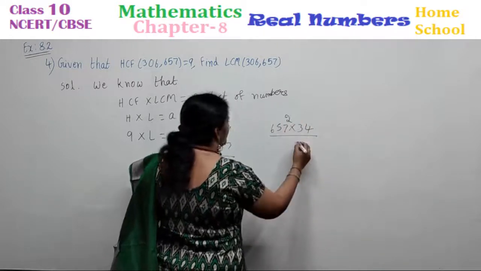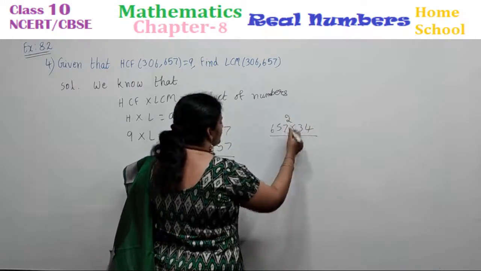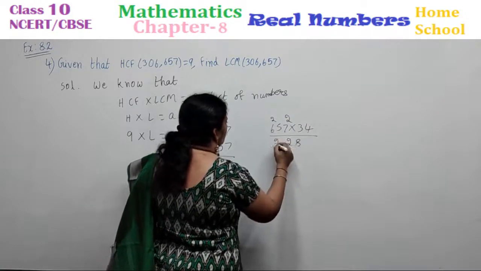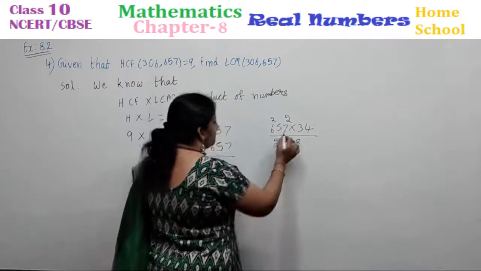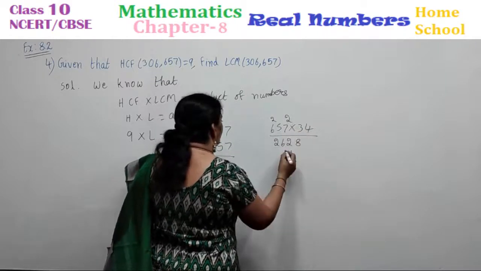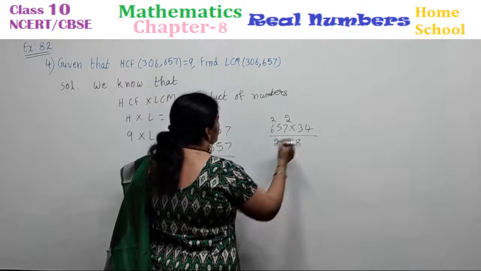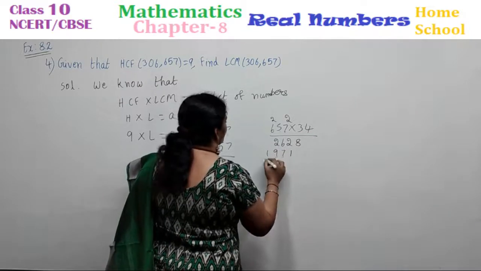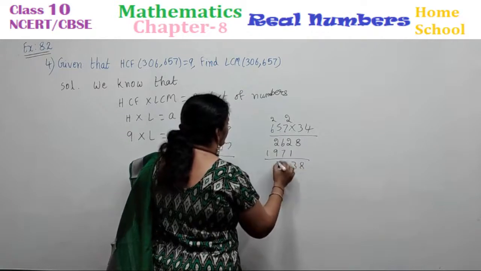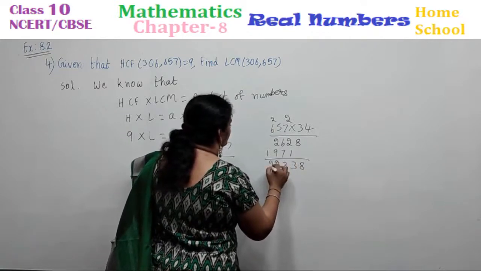4 7s are 28. 4 5s are 20, plus 2 is 22. 4 6s are 24, plus 2 is 26. 7 3s are 21. 5 3s are 15, plus 2 is 17. 6 3s are 18, plus 1 is 19. 8 3s are 12, 2.